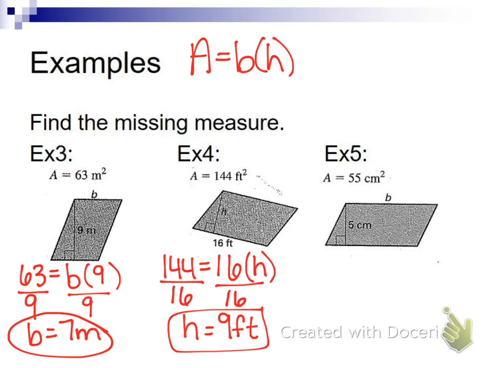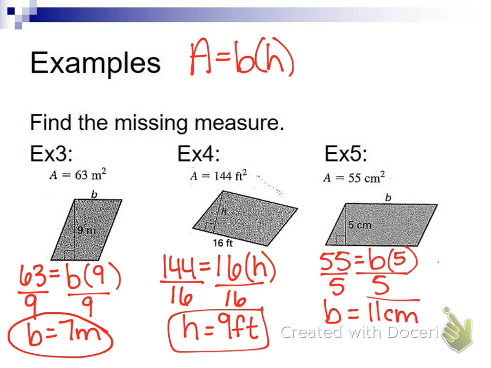All right. Example 5. Let's do it one more time. What's going in for A? 55. In for B is B, and in for H, 5. To get B alone, we have to divide by 5, and B equals 11 centimeters.